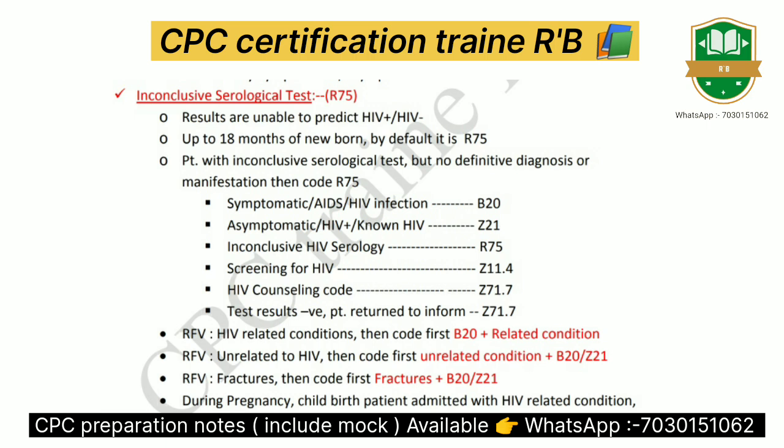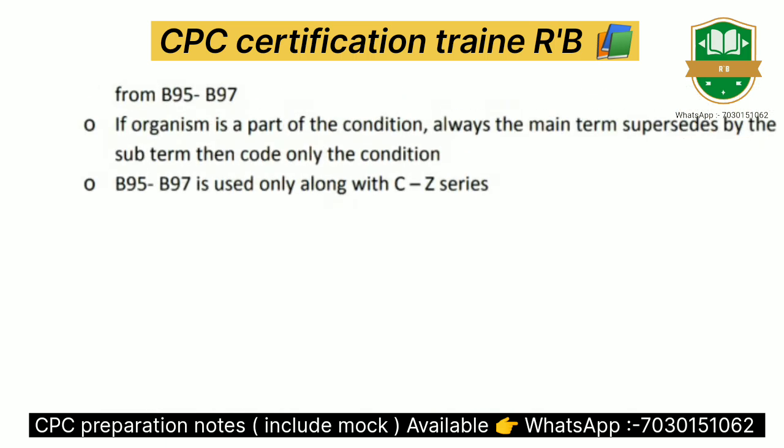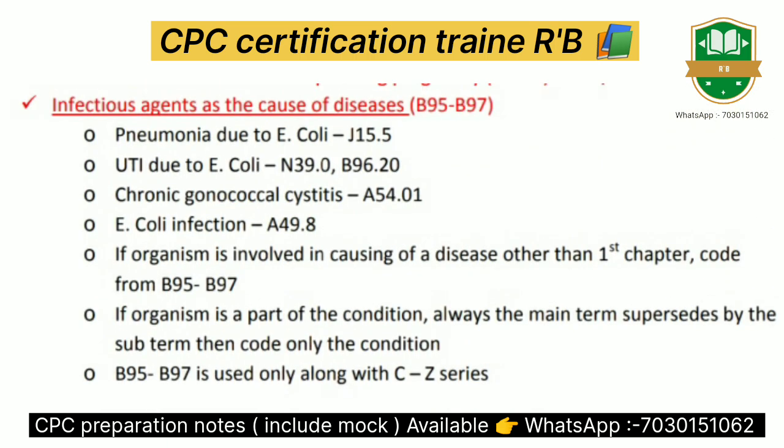infectious agent as a cause of disease, B95 to B97. Then you can directly check all code and you can practice it. Okay, then I can skip it point. You can practice it pneumonia due to E. coli. You can directly check pneumonia due to E. coli. That code is J15.5.